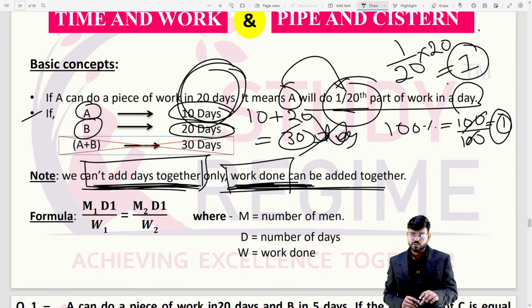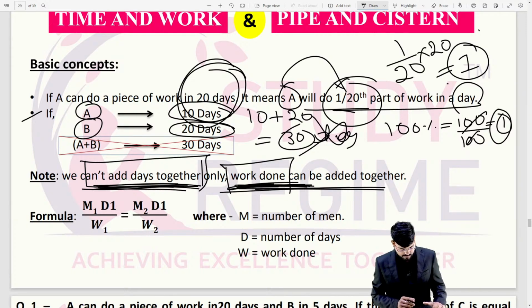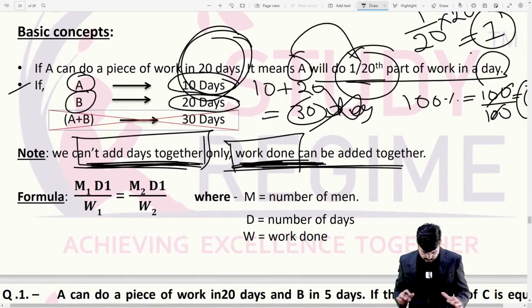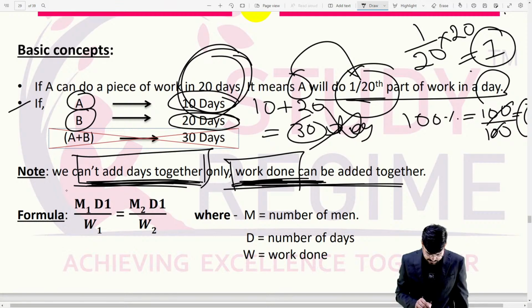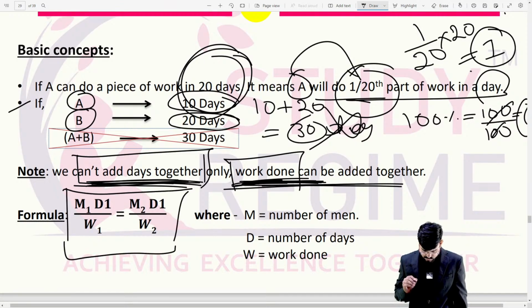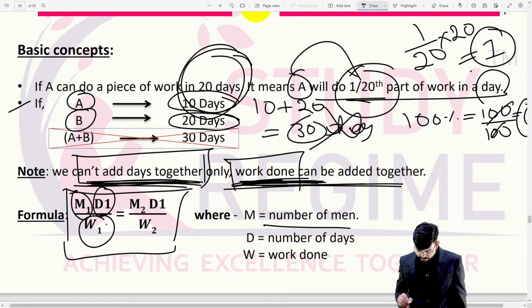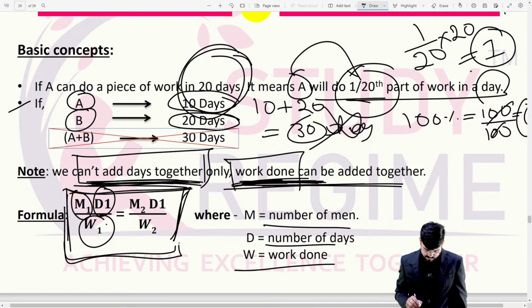If A can do a piece of work in 20 days, and he is doing 1/20th part of the work in a day, then the work will be completed in 20 days. Clear? There is one formula written there: M1 D1 upon W1 is equal to M2 D2 upon W2. M is the number of men, D is the number of days, and W is the amount of work done by those men. We can directly apply this formula to solve simple questions.